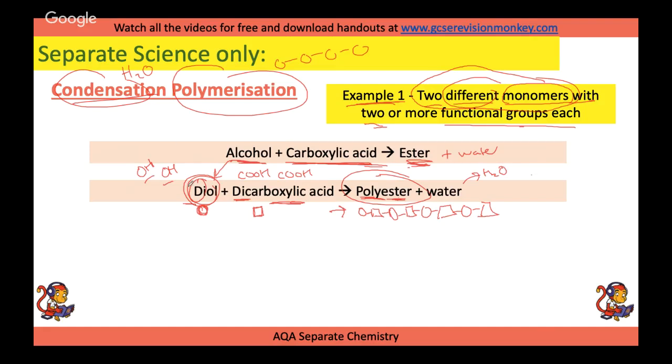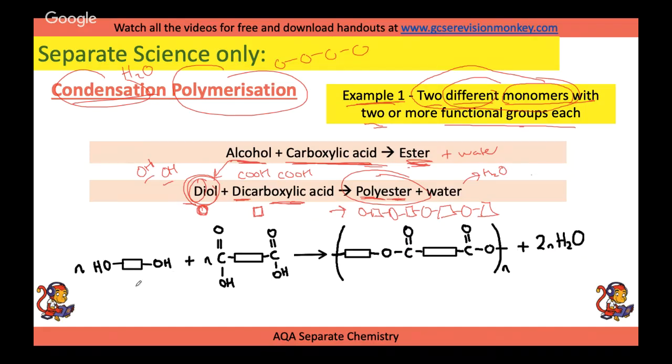So a diol is represented a little bit like this. The box just covers up all the hydrocarbon stuff, all the carbons and hydrogens that aren't important. But if you see 2 alcohol groups, that's a diol. If you see 2 carboxylic acids, that's a dicarboxylic acid, and they react together, you can see the functional group for the ester there. They react together to make a polymer, which is polyester and water.